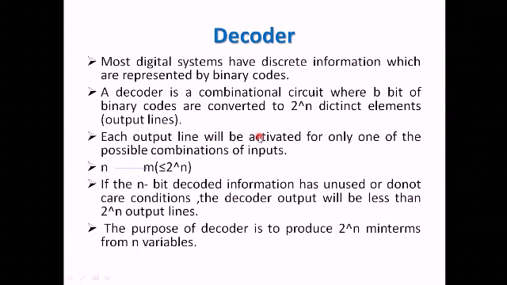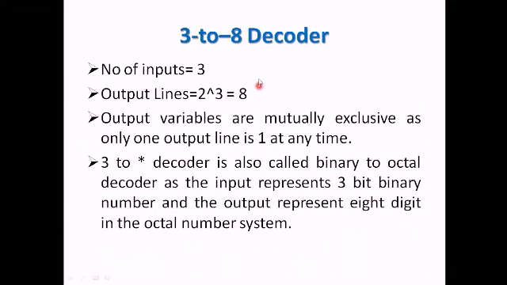Next, we will be designing a 3 to 8 decoder. So in a 3 to 8 decoder, what are the number of inputs? The number of inputs is 3. The number of output lines is 2 to the power of 3, that is 8. As was already told, m, that is the output lines, corresponds to 2 to the power of n, where n is the number of input lines. So 2 to the power of 3 is 8 output lines.